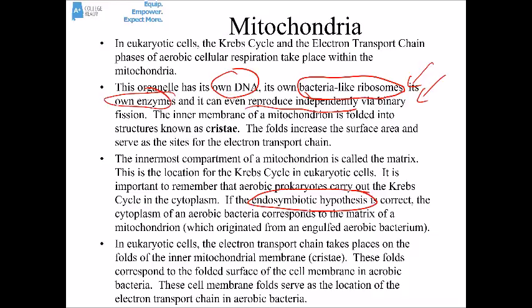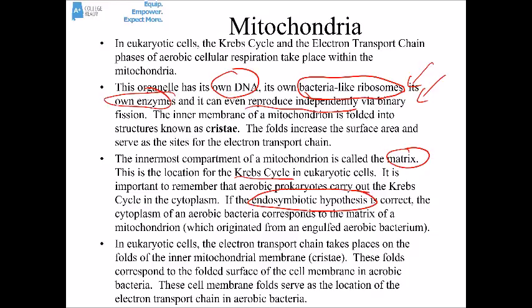Now, the mitochondria has an inner membrane that's folded into these little folded structures, almost like the villi in the intestine, called cristae. And those folds are about increasing the surface area, because that's where the electron transport chain takes place. The innermost compartment is the matrix, and this is the location of the Krebs cycle or citric acid cycle.